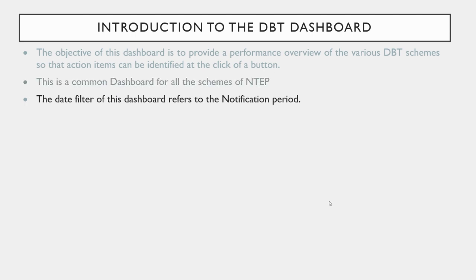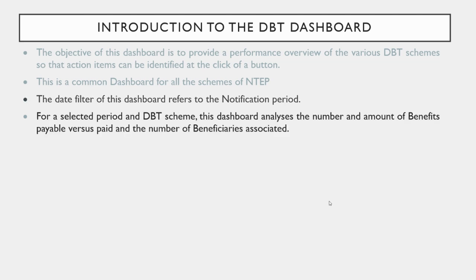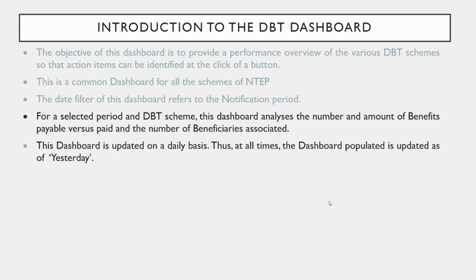The date filter of this dashboard refers to the notification period. For a selected period and DBT scheme, this dashboard analyzes the number and amount of benefits payable versus paid and the number of beneficiaries associated. This dashboard is updated on a daily basis. Thus, at all times, the dashboard populated is updated as of yesterday.